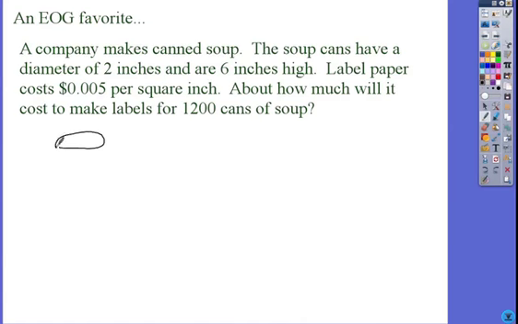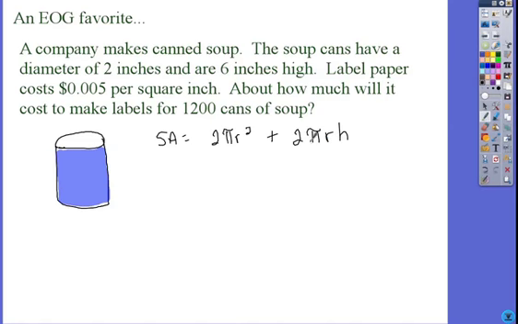Alright, so we know soup comes in cylindrical cans. So if we're talking about wrapping a label on the outside of this can, we're only talking about this part, right? The flat surface. Because soups and aluminum cans and things like that, they never have anything on the top or on the bottom. It's only this flat surface. So when I'm dealing with that surface area formula, surface area is 2 times pi r squared plus 2 times pi times the radius times the height.